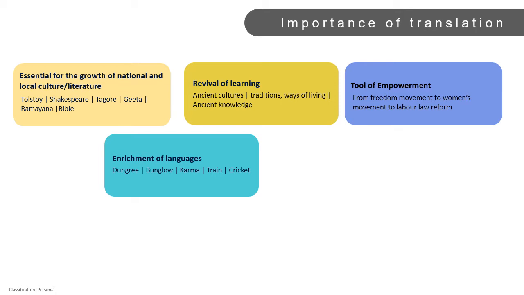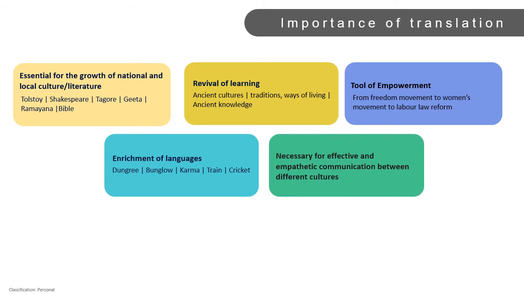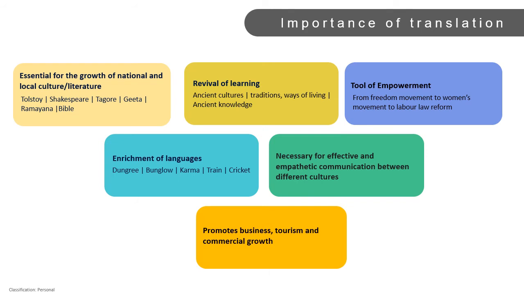Enrichment of languages. So what happens when we translate something? Gradually our words become part of the other language, and the words from the other language become part of our language. For example, Dungri. Dungri is a very local word. Dungri was first worn by laborers from the Dongar area in Bombay, and gradually it became part of the English vocabulary. Bungalow basically means a Bengali house, which gradually went on to become an English word.